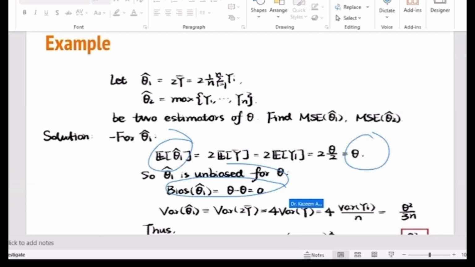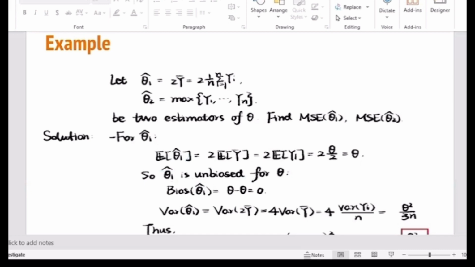Now, we have investigated the nature of the biasedness of theta cap 1, and we've come to the conclusion that theta cap 1 is an unbiased estimator. The point is, if you want to investigate how good an estimator is, you need to start your journey by investigating the unbiasedness property first. Now I want to do the same for the other.